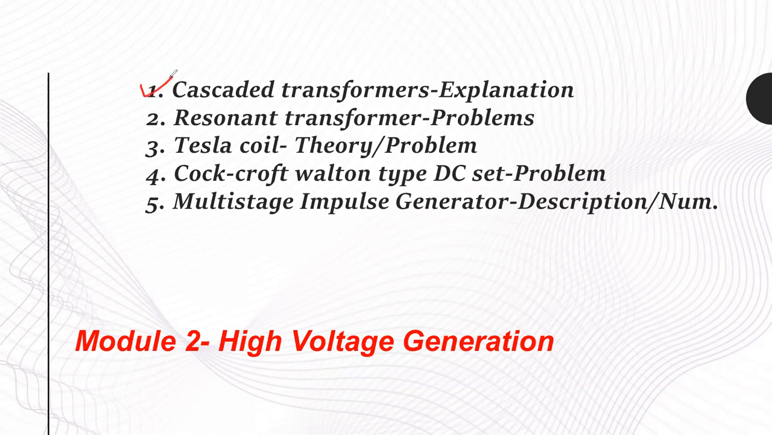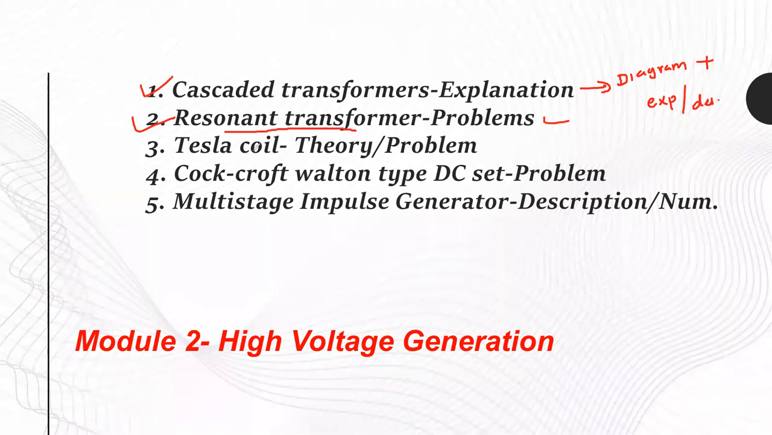So the first expected question is, explain cascaded transformers. So your diagram is compulsory. Okay, no examiner will give marks without a diagram. Diagram plus explanation, brief description. All right. Another question is related to resonant transformer. You have to understand the formulas. So then only you can solve the problems.